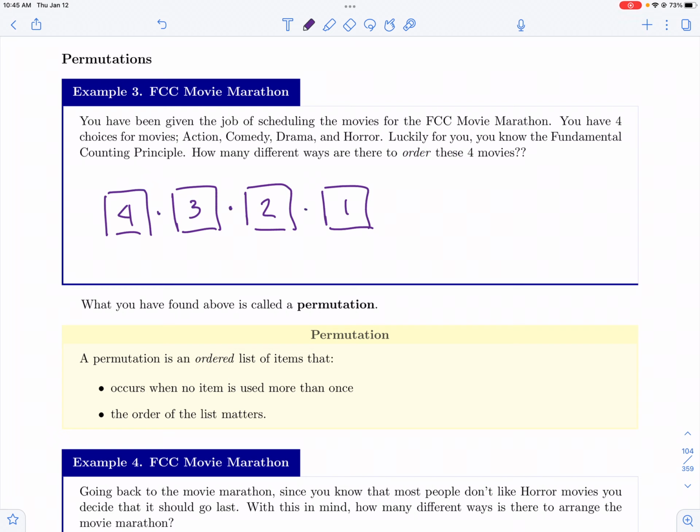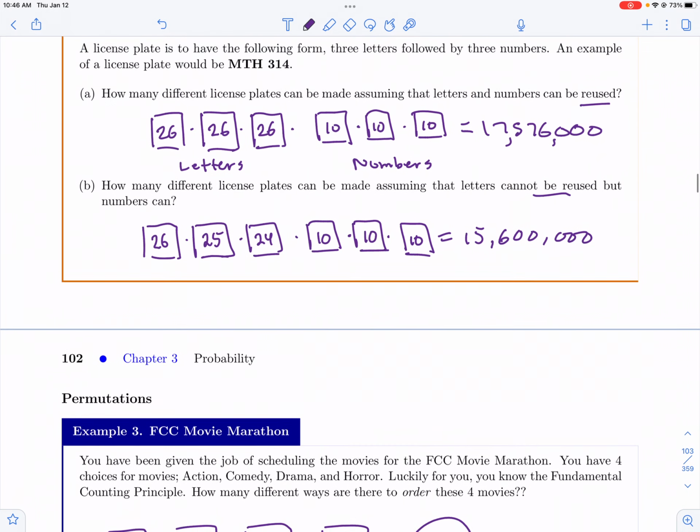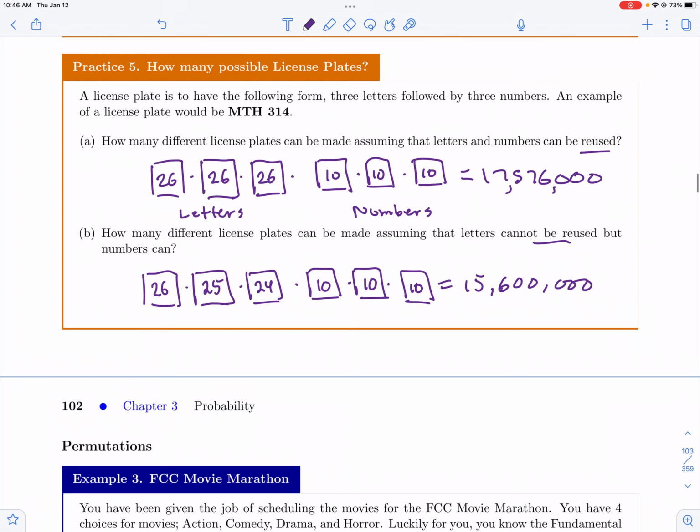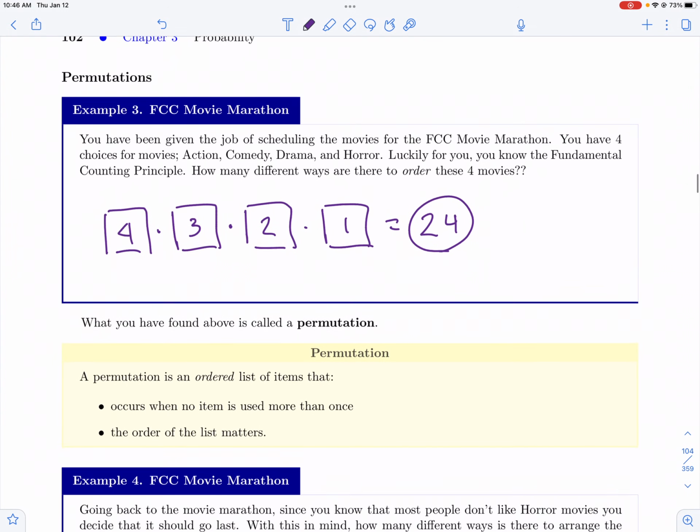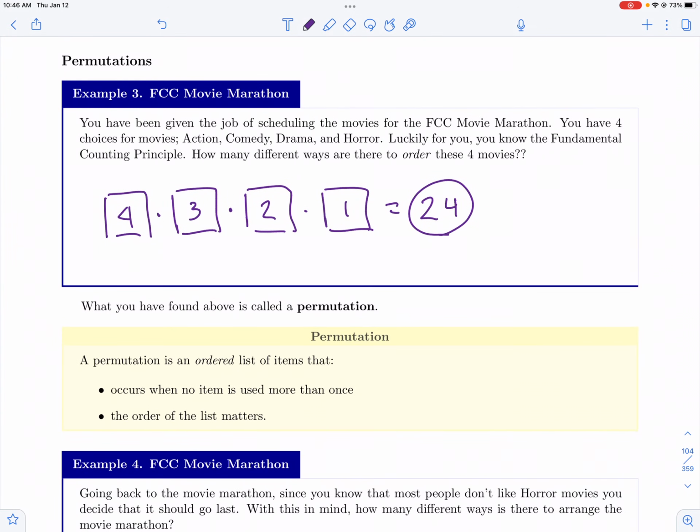So again, just like the fundamental counting principle, except we're not allowing reuse of any of the elements. If we multiply these together, 4 times 3 times 2 times 1 gives us 24 possible ways to watch these movies. So again, example 3 and our practice 5, this very first part dealing with the letters, is exactly what a permutation is. It's really fundamental counting without repeats, is the way to think about it.